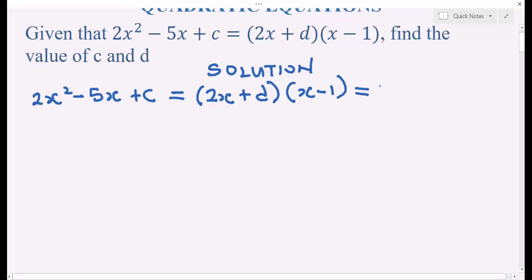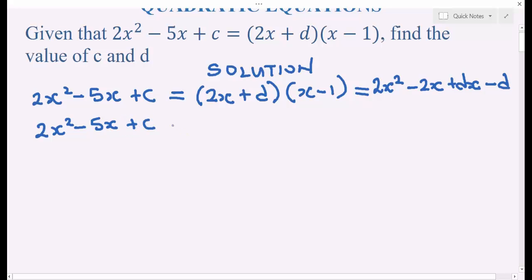So 2x times x will give us 2x squared. 2x times minus 1 will give us minus 2x. d times x will give us plus dx. And d times minus 1 will give us minus d. So 2x squared minus 5x plus c is equal to 2x squared plus dx minus 2x minus d.